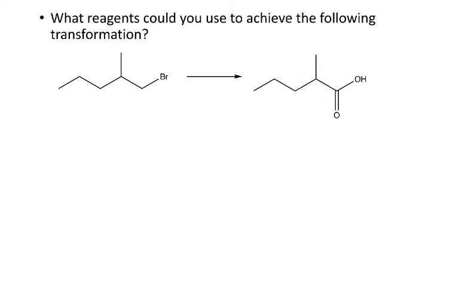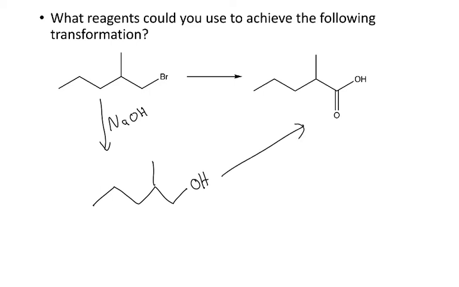So to convert that into an alcohol, because I have a primary alkyl halide, if I react that with something like NaOH, which is a strong base and a strong nucleophile, because I have a primary alkyl halide, the SN2 reaction will dominate over E2. So that will give me the primary alcohol that I want. And then we can use sodium dichromate to convert our primary alcohol into the carboxylic acid.